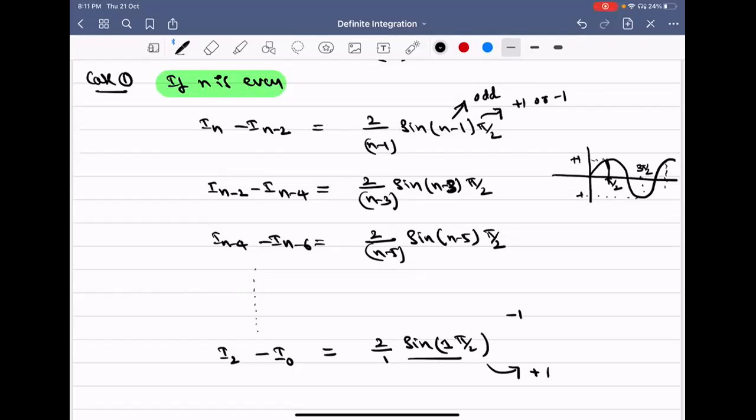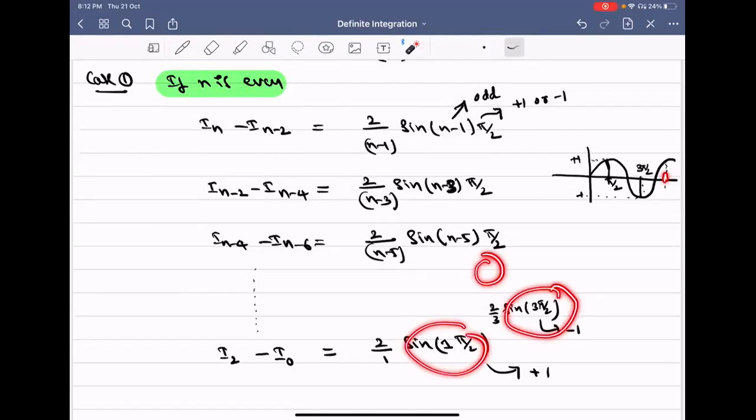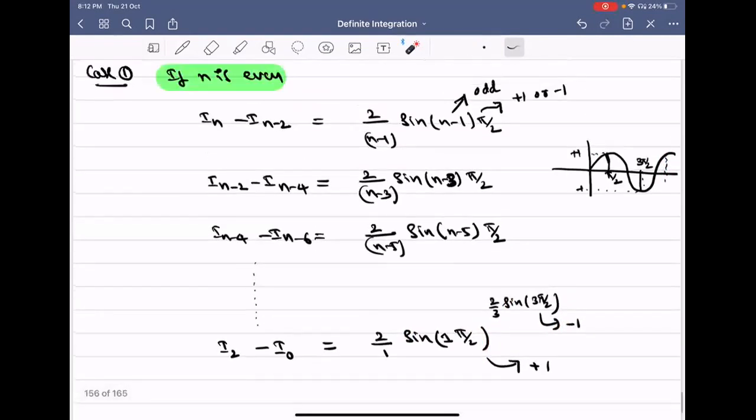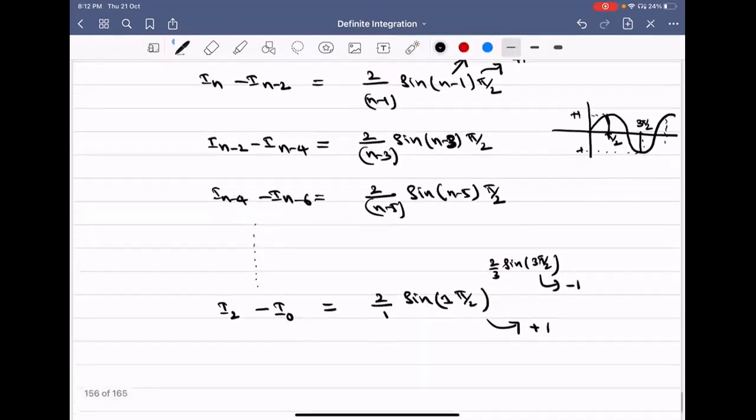Next, the preceding one will be like this: 2 by 3 into sin 3 pi by 2, and 3 pi by 2 is minus 1. The signs alternate from down to up: plus 1, minus 1, etc. Sin pi by 2 is plus 1, sin 3 pi by 2 is minus 1, sin 5 pi by 2 is again plus 1, etc. Now if you add all the terms, what do you get?